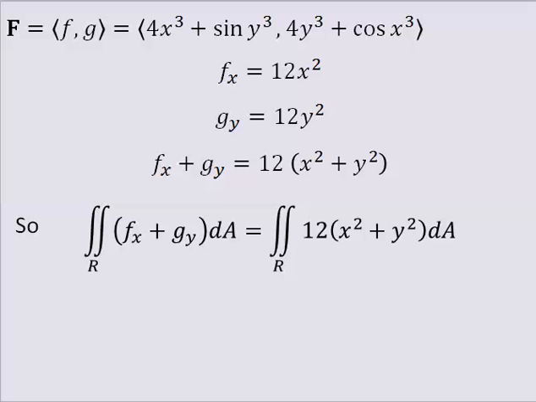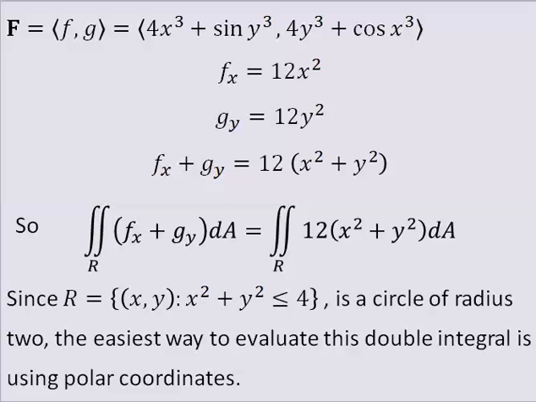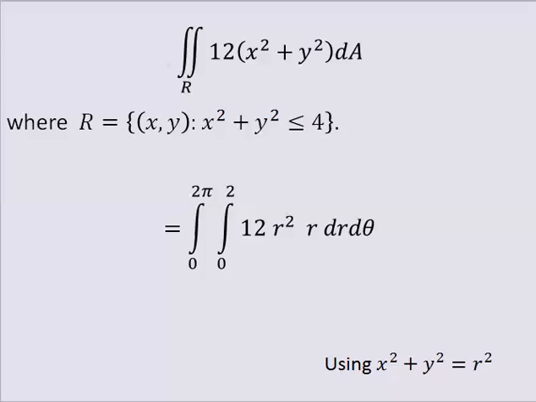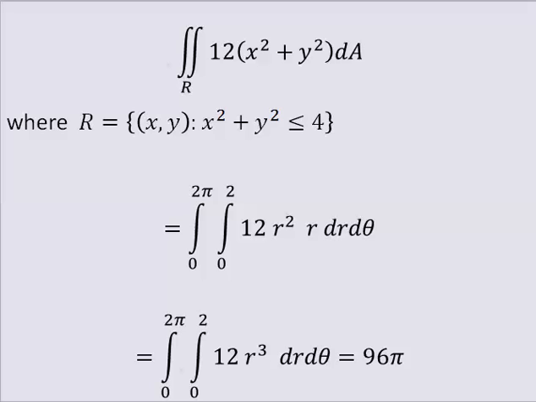Now, what's our region? Let's remind ourselves of that. Our region is a circle of radius 2. And so the easiest way to evaluate this double integral is using polar coordinates. So get out your polar coordinates thinking cap. With polar coordinates, x squared plus y squared equals r squared. And our region can be described with r going between 0 and 2 and theta going between 0 and 2 pi. Now don't forget that extra factor of r when you switch over to polar coordinates. And so I just evaluate it and I get 96 pi.